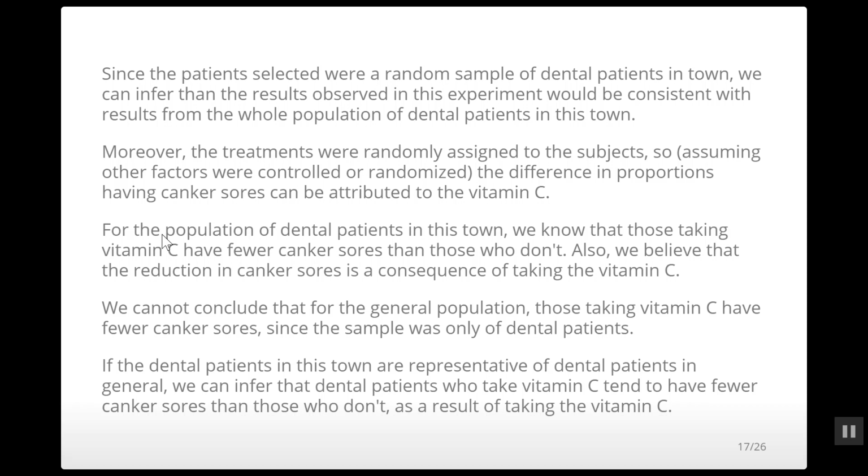So in this scenario, it's nice. We say, oh yeah, we did random sampling and we did random treatment, and therefore we can make conclusions about cause and effect, and we can also generalize to the population. But generally, when you do a medical study, it's certainly not a random sample.